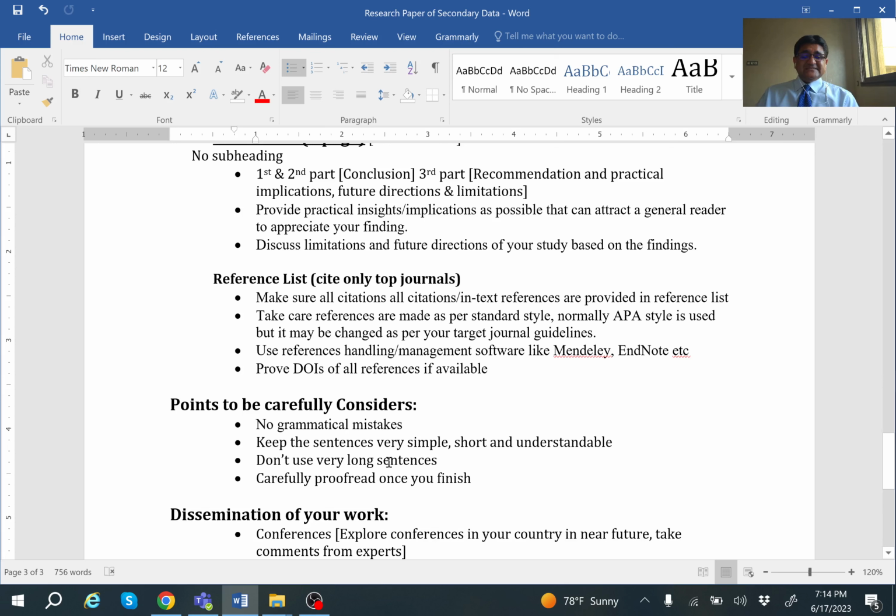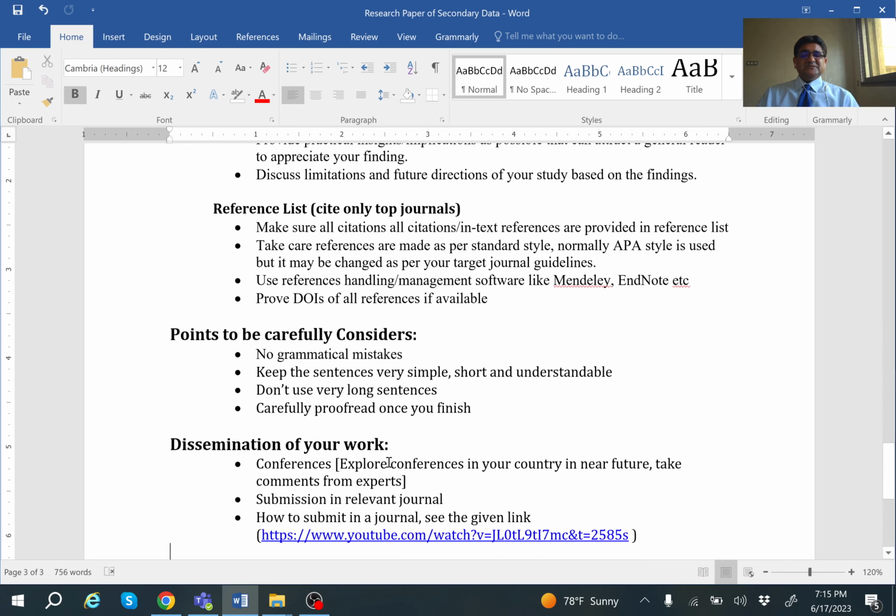So keep the sentences very simple, short, and straightforward. The most important thing is your understanding. If you understand well, then keep it clear, simple, and very short. Don't use very long sentences; this is not appreciated. Once you have converted your thesis into a research paper, read it carefully a couple of times, then proofread, and then you can finish your work. After that, your thesis has been converted into a paper.